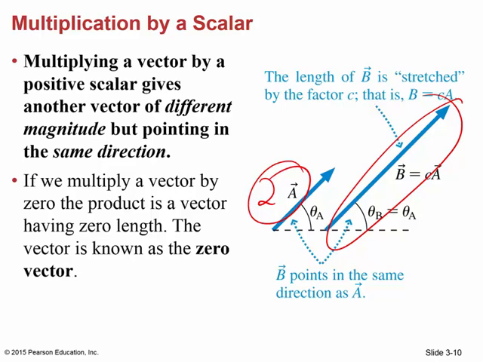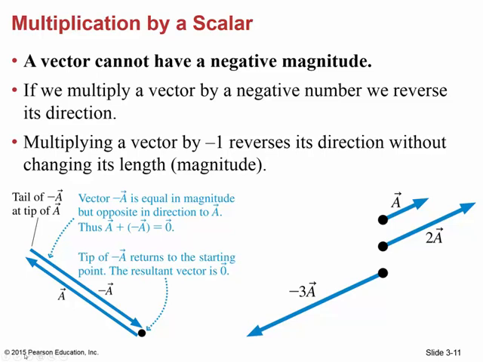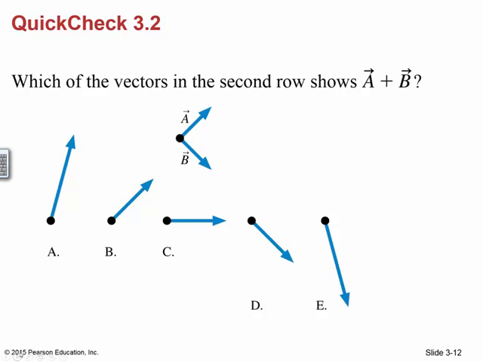Now, we remember that when we multiply vectors, we're only changing the magnitude. We're not changing the direction of it, all right? So that's very important. As we said earlier, you cannot have a negative magnitude. The only thing we do when we're subtracting vectors is change the direction. We're not changing the magnitude, we're just changing the direction, and that's what it tells you here. It's reversing the direction.